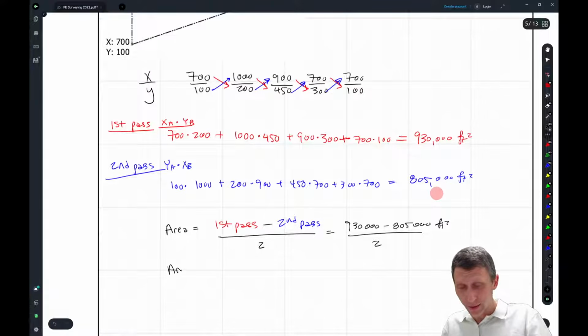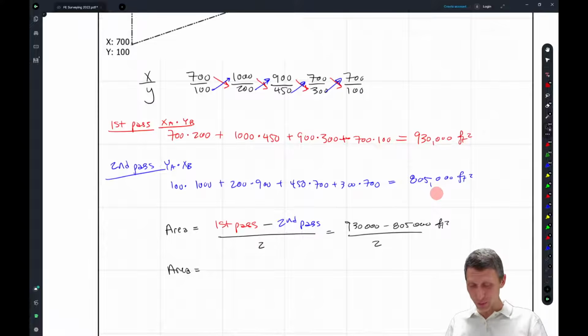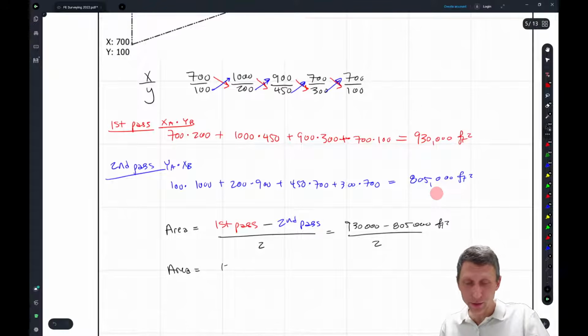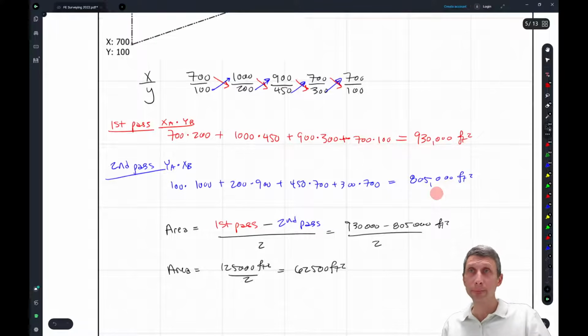And we get an area equal to, let me just double check, but I think that's 125. So 903,000 minus 805,000 divided by 2. I got like, or what did I do? No, I put it in wrong. 930. Okay, so 930. Yeah, so I get 125,000 feet squared divided by 2, which is going to be 62,500 feet squared.